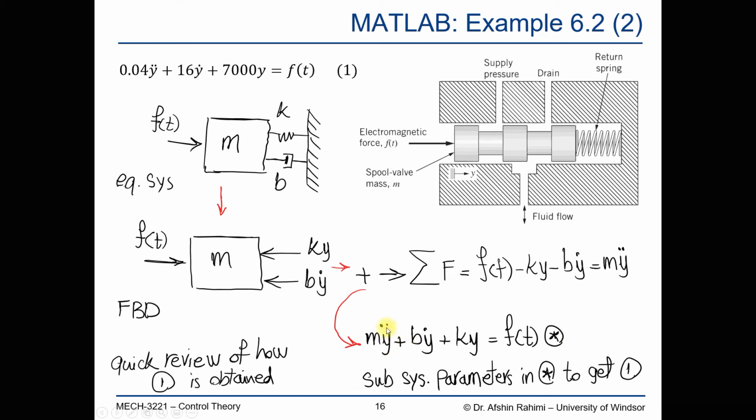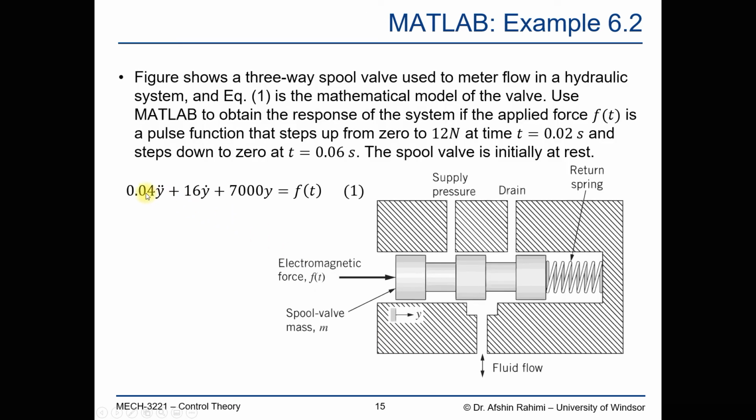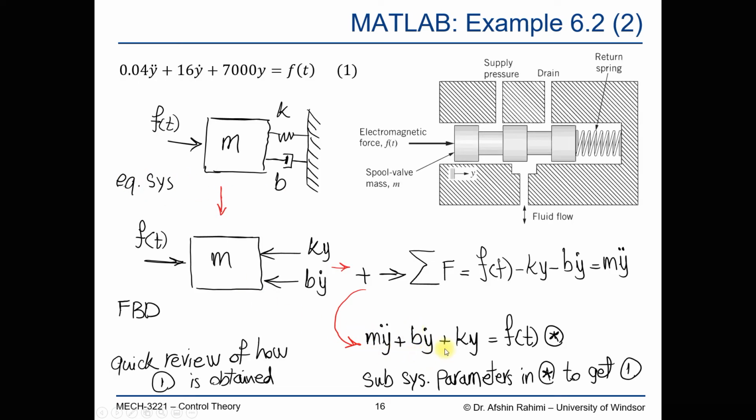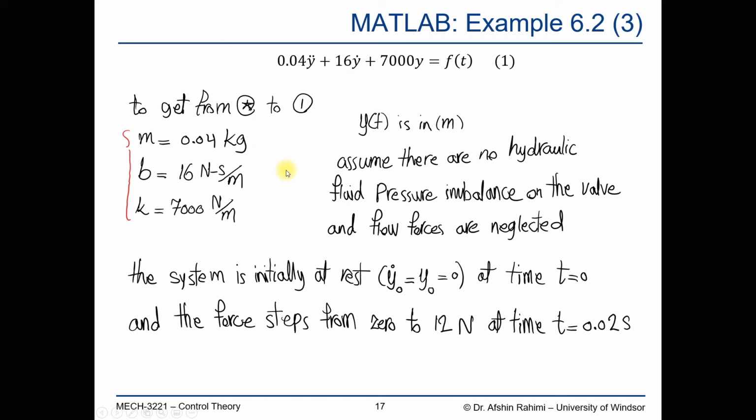And if we substitute the system parameters, we would get the same equation as given in the problem. So these basically are the system parameters that are replaced by the symbolic variables m, b, and k. So this is just a quick review of how this system model is obtained. To get that, we need the mass m to be 0.04 kilogram, b to be 16, and k to be 7,000. That is just the one-on-one comparison of the elements and the final equation.